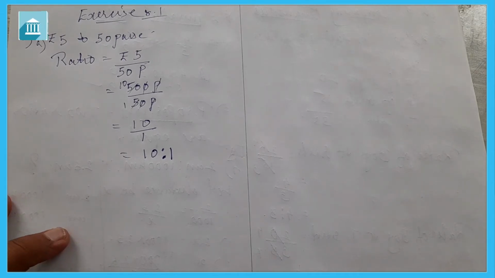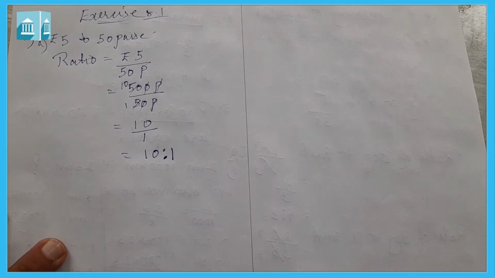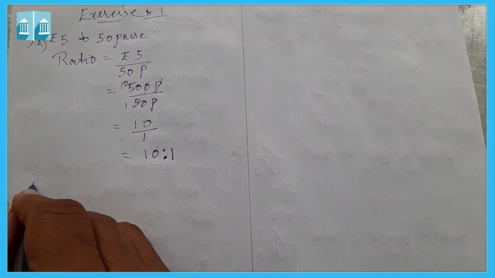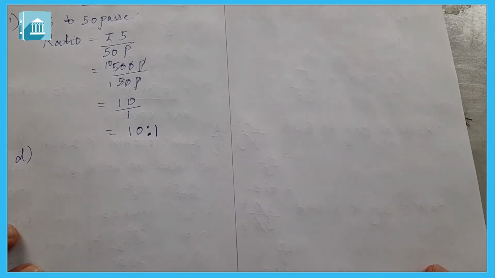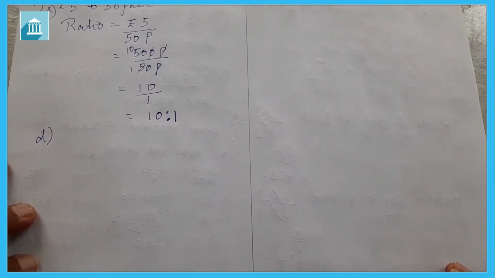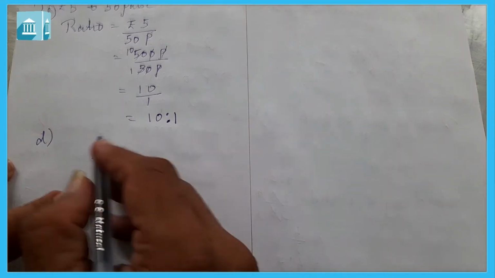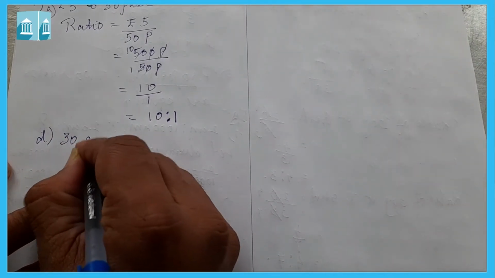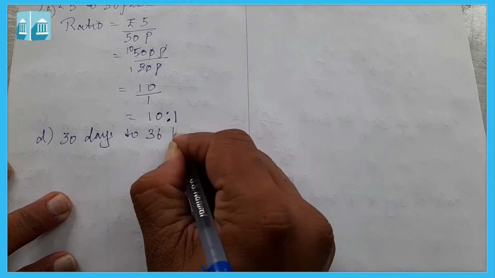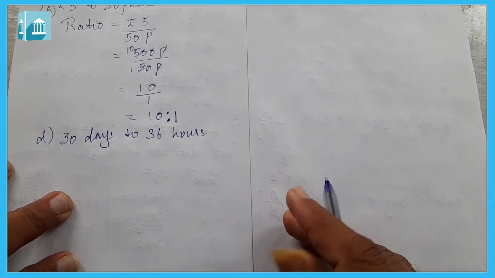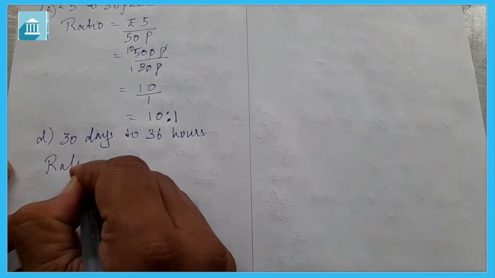Now in the same way, let us see question number D. B and C you can do by yourself. Question number D is, here it is given, 30 days to 36 hours. So now we have to find out the ratio.